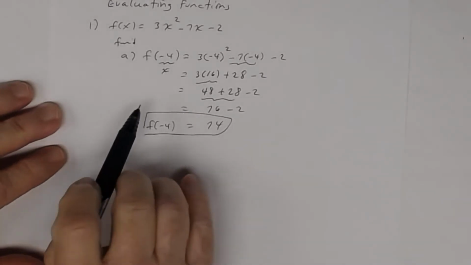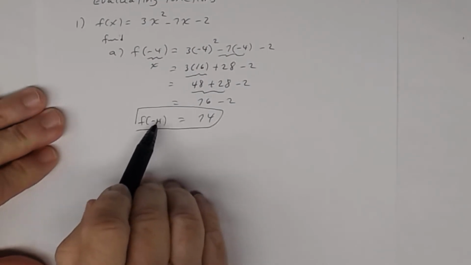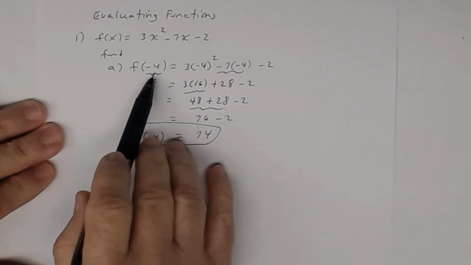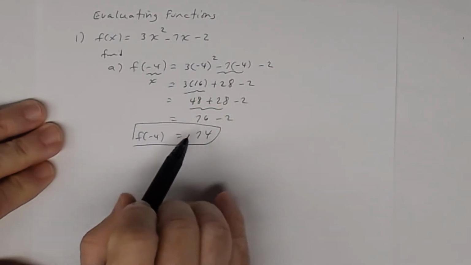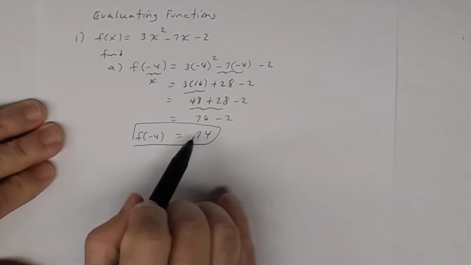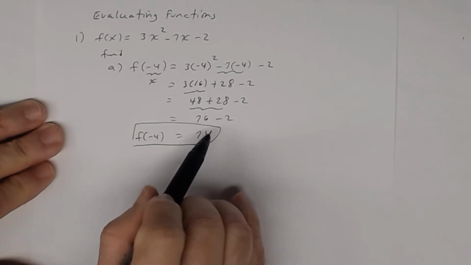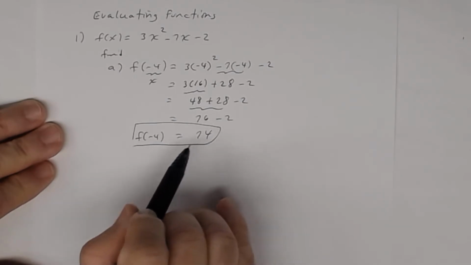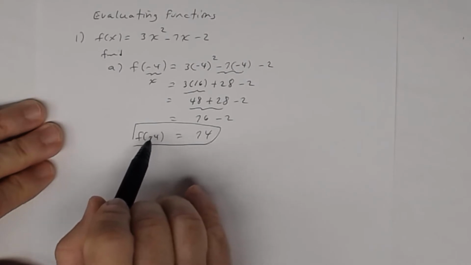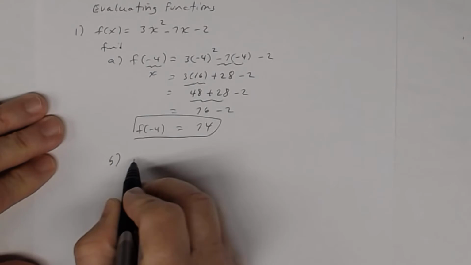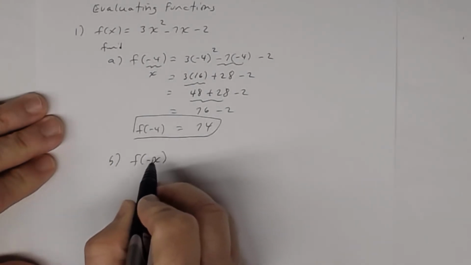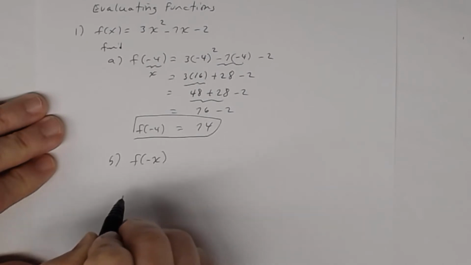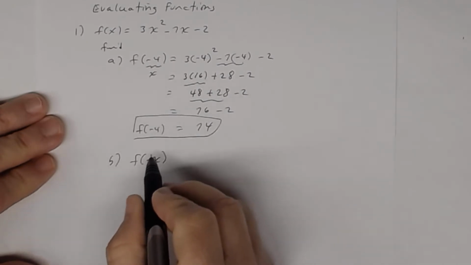I also want you to remember that I substituted a real number into the variable, and you ended up with a real number, right? Notice no variable was part of your function value, and that's because I substituted a real number. But when we look at B, I want to find f of negative x. See, that's not a real number. That is a variable expression. So let's see what happens when I substitute that.